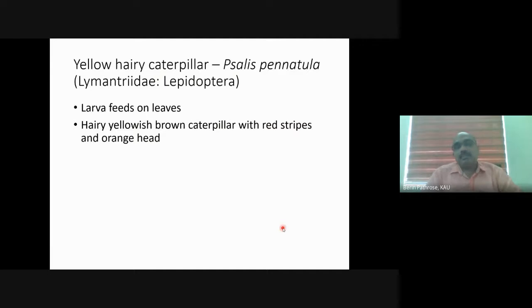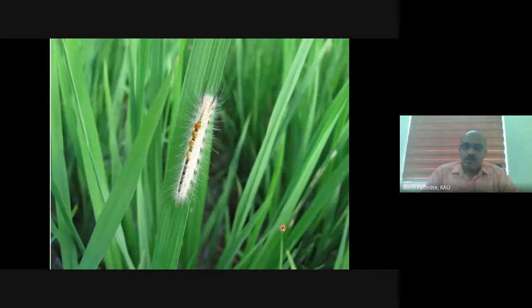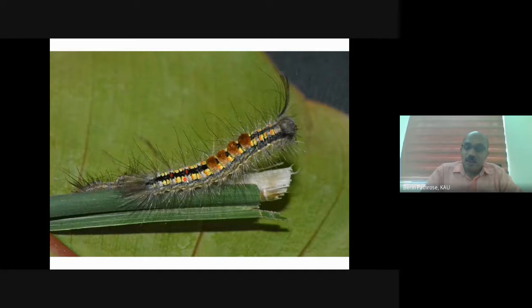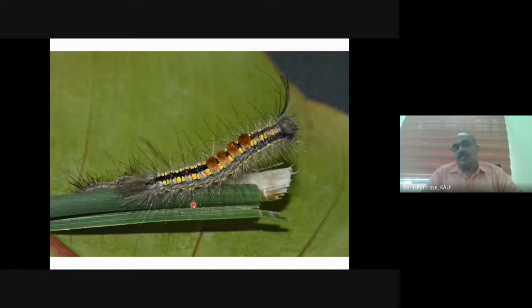Then again, another caterpillar pest is yellow hairy caterpillar, Psalis pennatula. This is a hairy caterpillar with red stripes and orange head. I will show you. Yes. You can see the yellow colored caterpillar. This is a hairy caterpillar with red stripes. So this is the larvae. Sometimes, very rarely, we see a few in the field. Again, it feeds on the leaf. That's the only damage it makes. Very rarely we see this pest in the field, and it doesn't cause any economic damage also.